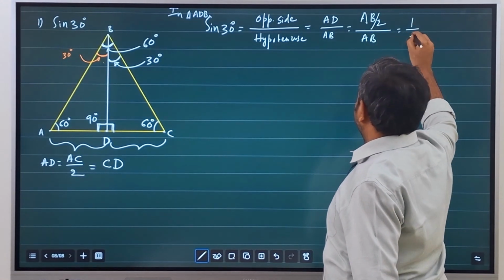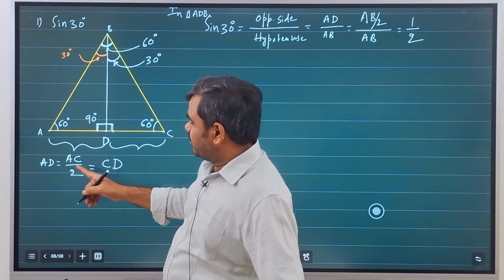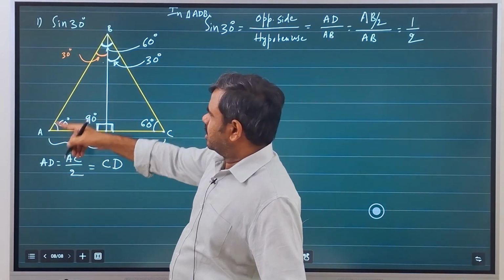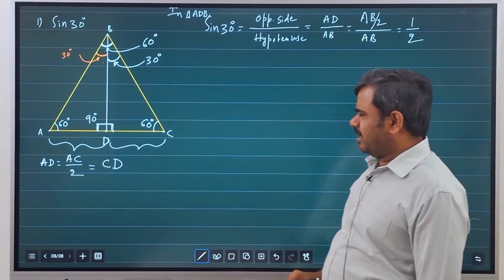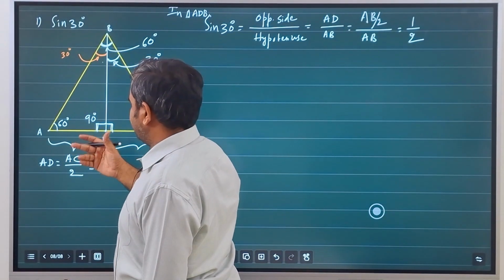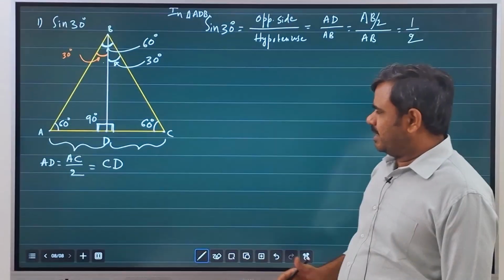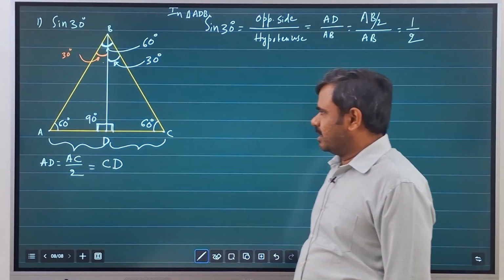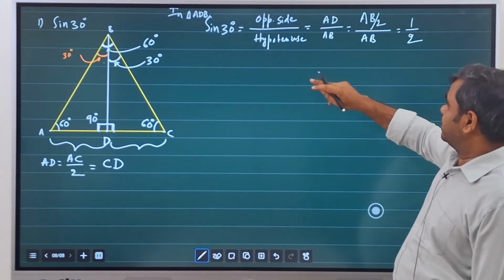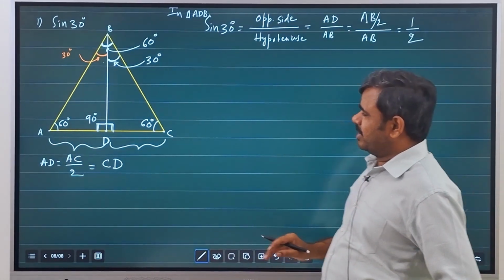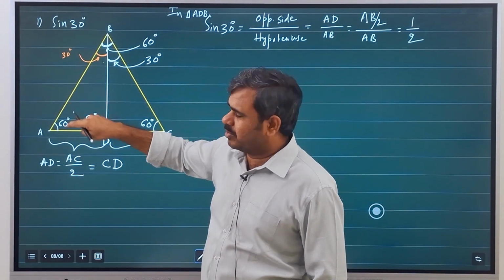That means this ratio is equal to what? 1 by 2. AD is equal to half of AC. But AC, AB and BC are equal. In an equilateral triangle, the sides AB, AC and BC are equal. So AD is also equal to half of AB. It means sine 30 degrees, the ratio of these two sides, is equal to 1 by 2.